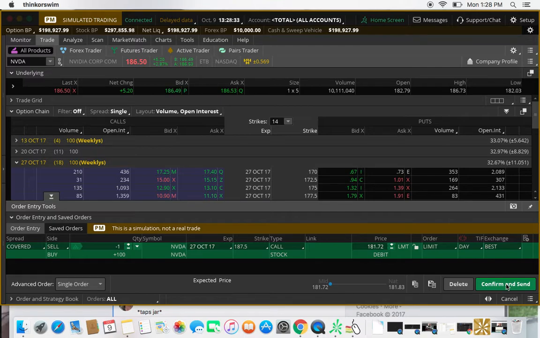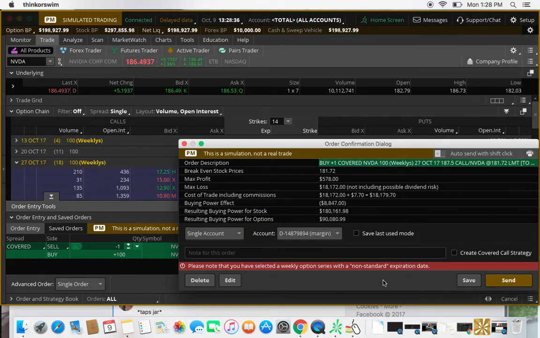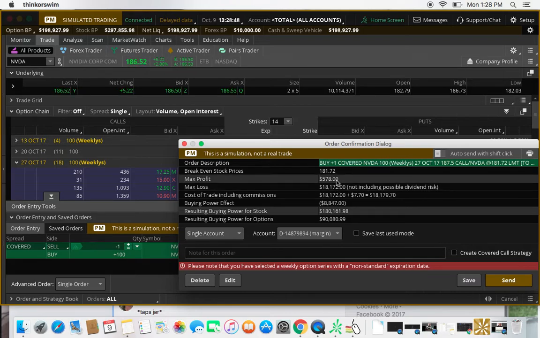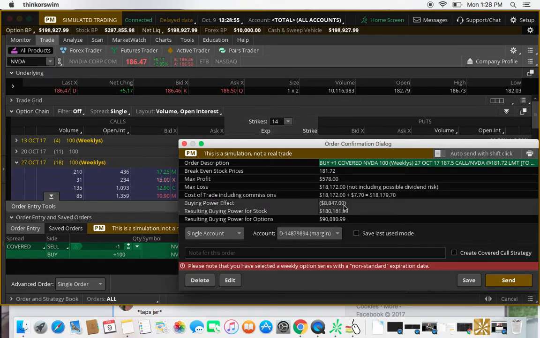But if you click on that confirm and send button, it's going to say that anyways. Right there. Okay. So the most that I could lose, my maximum loss, is 18,172. My maximum profit is $578. Correct. Okay, and then I am basically stuck in this until either someone purchases the option or until whatever the date was. What was that, the 27th or something that I purchased? Falls through, right? Or comes through.